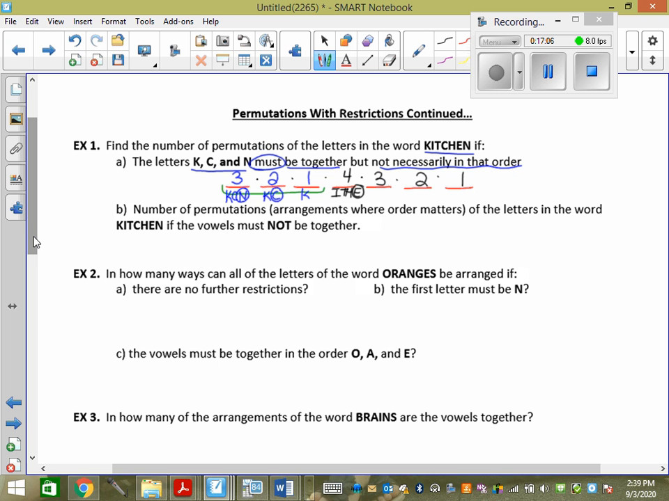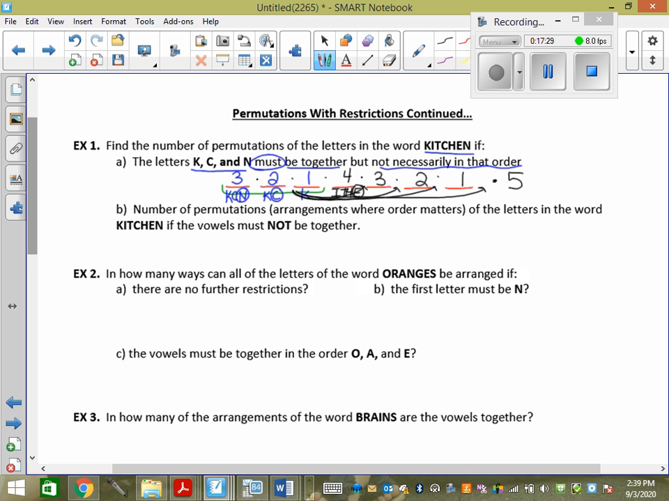This KCN can be at the front, or it could be here, or it could be here, or it could be here, or it could be at the back. So we have to count how many ways that is. So it's going to be one way where it's at the front, or in between these two, which is 2, or here, which is 3, or here, which is 4, or here, which is 5. So we're going to multiply by 5, because it's just like moving those G's.